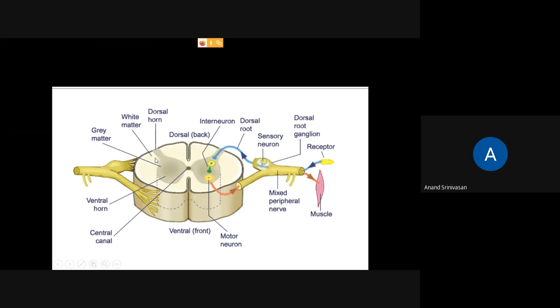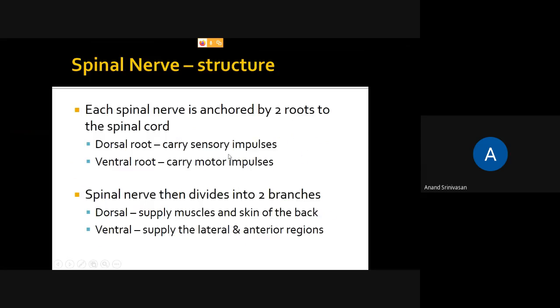One is on the posterior side and the other is on the anterior side. The posterior root is also called the dorsal root, and the anterior one is also called the ventral root. So it is attached to the spinal cord by two roots, the dorsal root and the ventral root. The dorsal root carries sensory impulses, whereas the ventral root carries motor impulses.